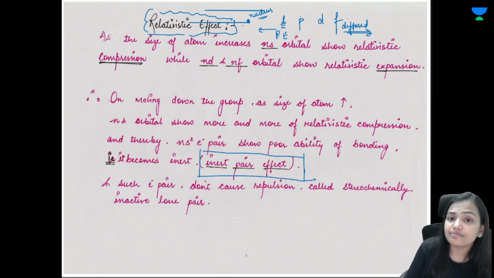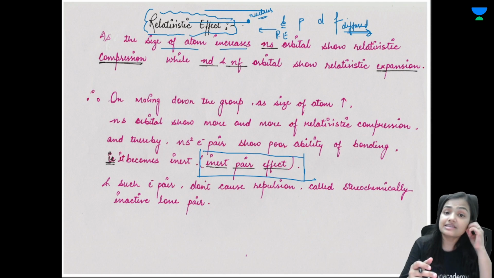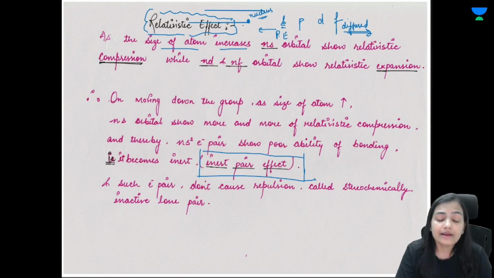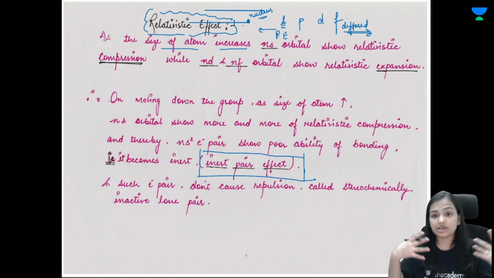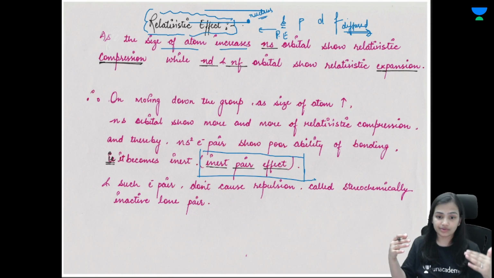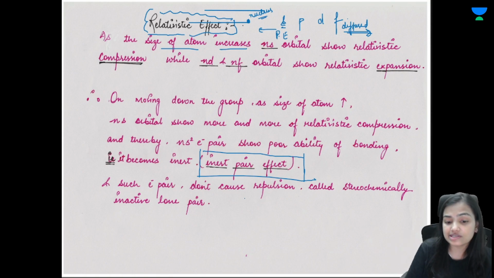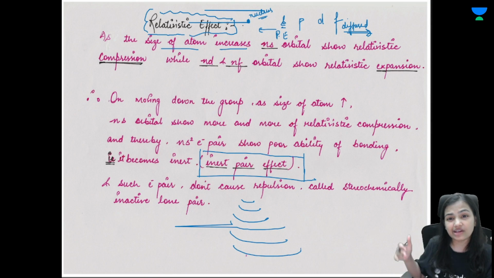When we are talking about the s orbital, as the size of the atom increases, this effect basically works when the size of the atom increases. As we go down the group, we can see that there will be the addition of new shells, and the size of the atom increases because the n value increases.